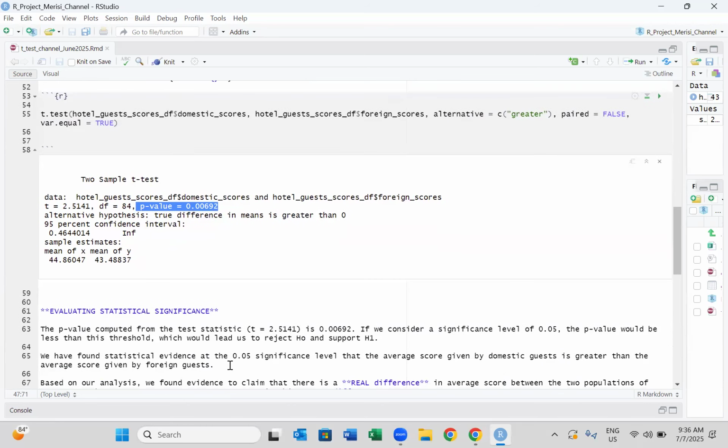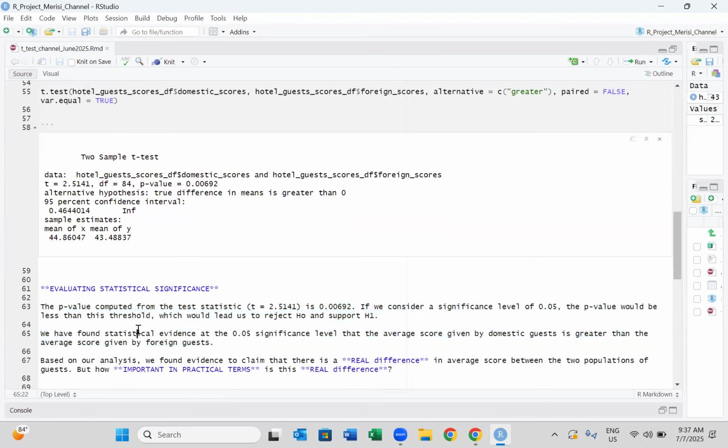I wrote all the conclusions about statistical significance right here, which is what I just said. Okay, but if you want to read, you can go ahead and pause the video, and then you can read what I wrote for you here. But yeah, I will see you in part two to now continue with the evaluation of practical significance.